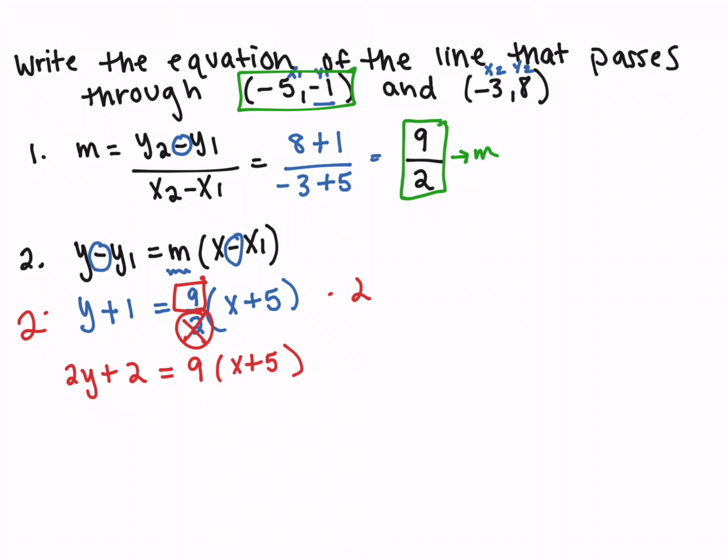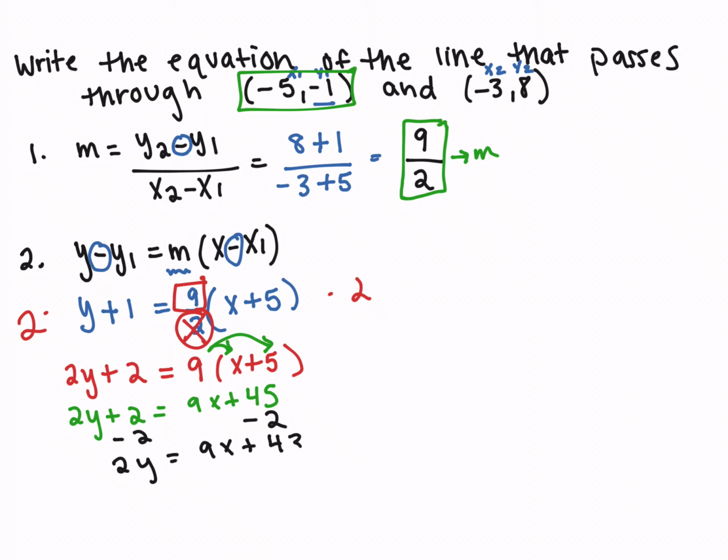So now it's just like any other problem we've done before. We now need to distribute the 9. We have 2y plus 2 equals 9x plus 45. And our whole goal here is to get y alone. So now I need to get rid of everything else that's near the y. So I'm going to subtract 2 from both sides. I get 2y equals 9x plus 43.